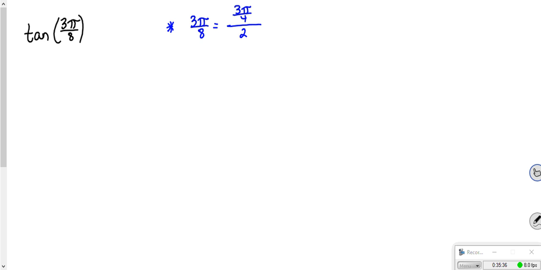So I'm going to use the first one they gave us. Let me put this off to the side. Remember that tangent of theta over 2 equals 1 minus cosine theta, divided by sine theta. That's one of my formulas. That's the one I'll use. Okay, so let's get going on this one.